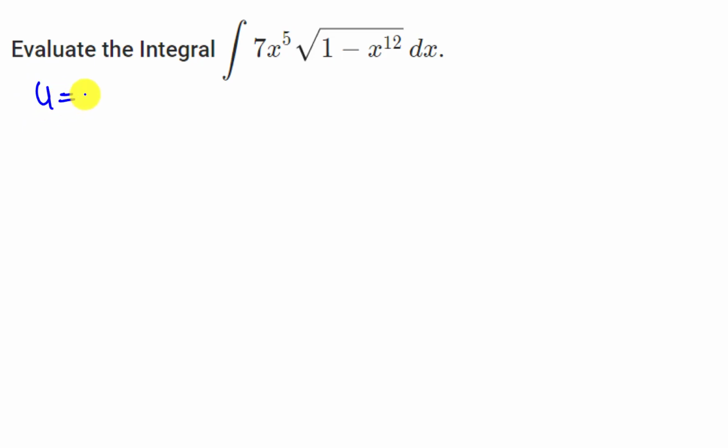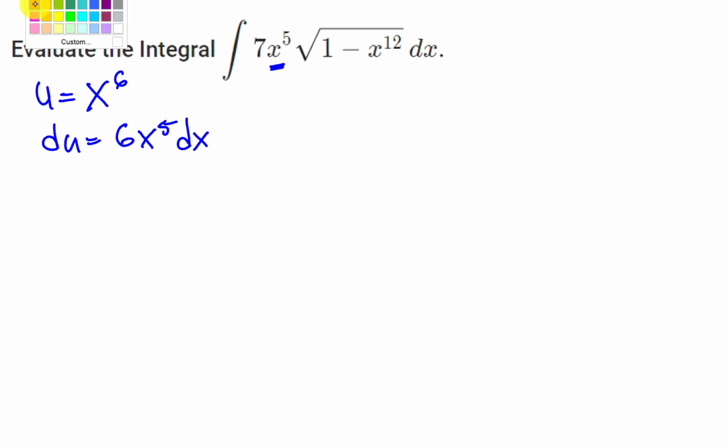What if I let u equal x to the 6th? Then du would be 6x to the 5th dx, and I've got the right power of x that I need, that x to the 5th. Now I'm going to divide both sides by 6. Now I can replace the x to the 5th dx with 1/6 du.